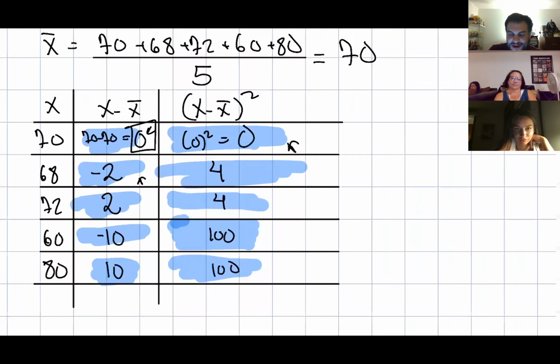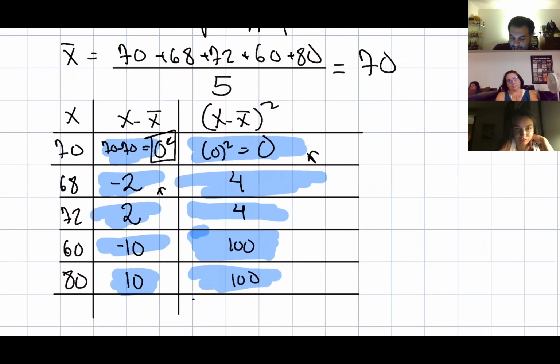All right. So lastly, all we have to do is add up these numbers. So if you do 0 plus 4 plus 4 plus 100 plus 100, what should we get? Let's do some mental math. Cool, perfect. 208. So you get 208.